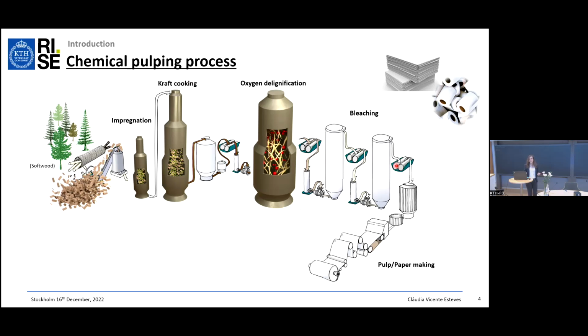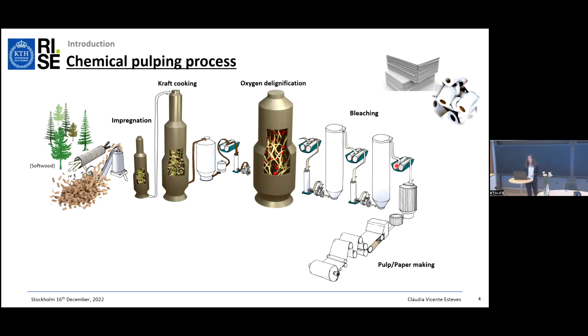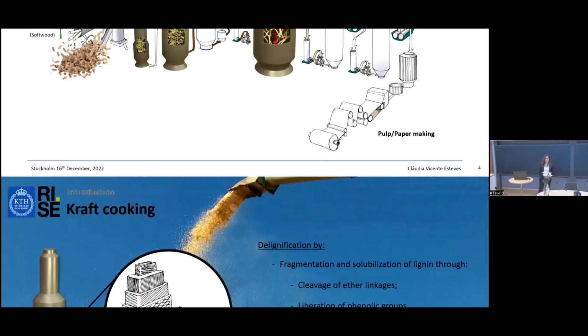And as Christine said, kraft pulping is a biorefinery. So we also can recover the chemicals that we use from the cooking and produce energy from the lignin that we are removing in the process. But I will not talk about this. I will focus on kraft cooking and oxygen delignification.